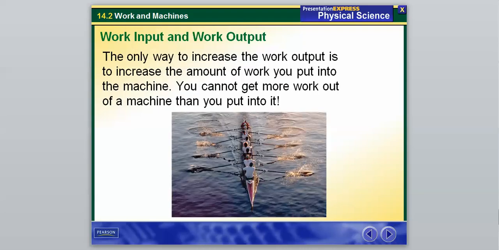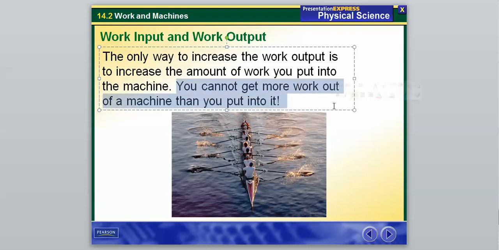And then the only way to increase the work output is to increase the amount of work you put into the machine. You cannot get more work out of the machine than you put into it. So that is a really important thing. You're never going to get more work out than what you put in. Again, you can try to harness it and change it a little bit to make it a little more effective, but you're never going to get more out than what you put in.